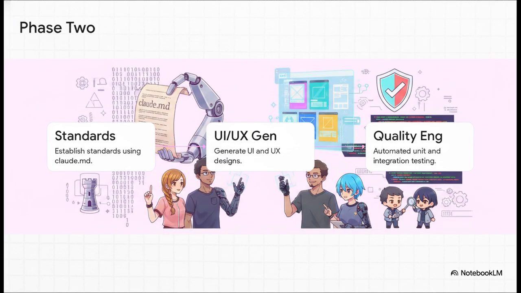Once you've got that down, we step it up in Phase 2. Here, you'll establish strict coding standards using a specific file called claude.md. This file tells your agent exactly what your best practices are, so it doesn't just write a bunch of spaghetti code. Then, you'll learn to generate full UI and UX designs. And crucially, quality engineering. You're actually going to instruct the agent to automatically build its own unit and integration tests. It literally checks its own homework.